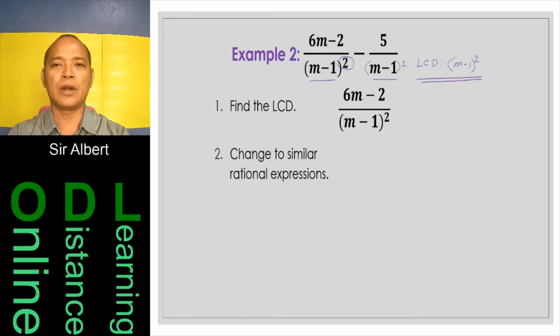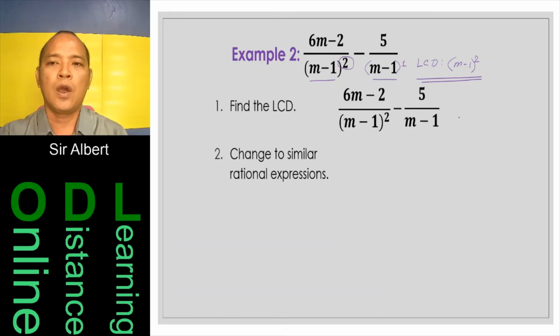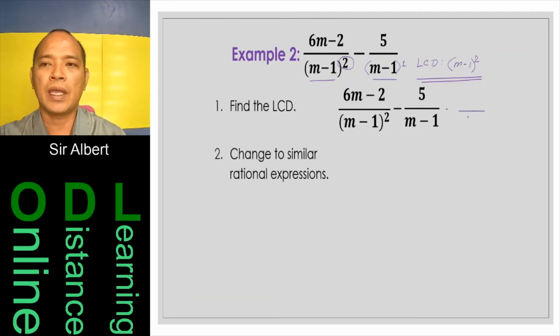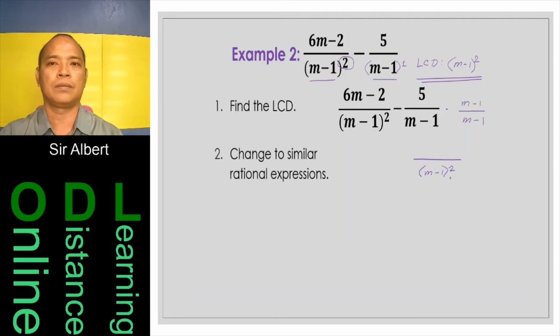Moving on to the second rational expression, which is 5 over m - 1, we multiply this by m - 1 so that we will end up with an equivalent rational expression which makes use of the denominator of (m - 1) squared, which is exactly what our LCD is. So if we're going to multiply the denominator by m - 1, we also multiply the numerator by m - 1. And we would end up with a numerator of 5 times (m - 1).